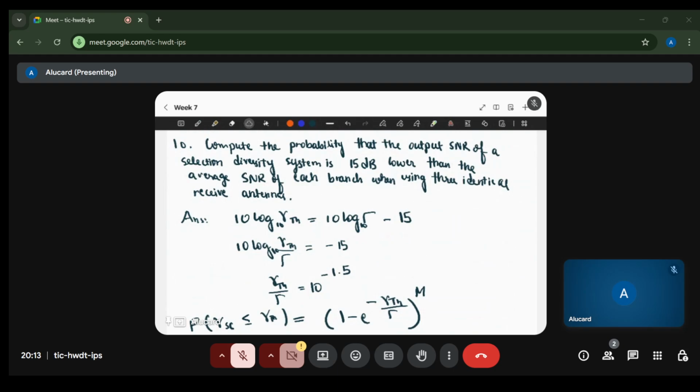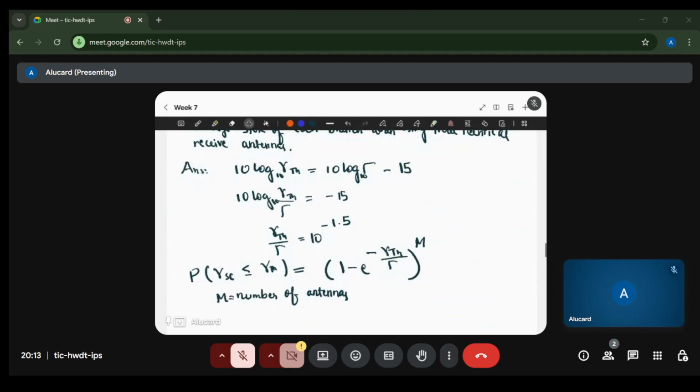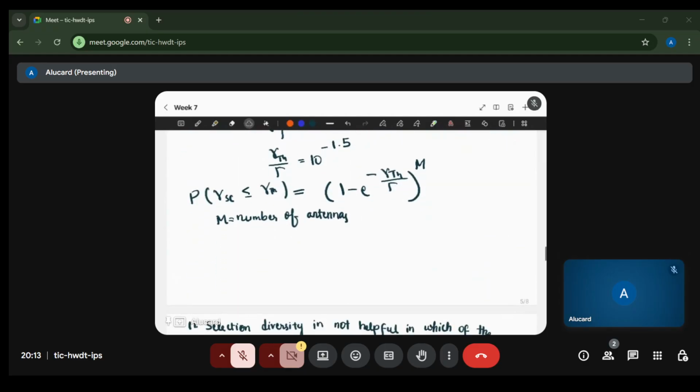We have seen in the lecture that the probability that gamma selection is less than or equal to gamma threshold is given by the formula 1 minus e power minus gamma threshold divided by capital Gamma, the whole thing to the power m, where m is the number of receive antennas. So let me solve this for some other value.